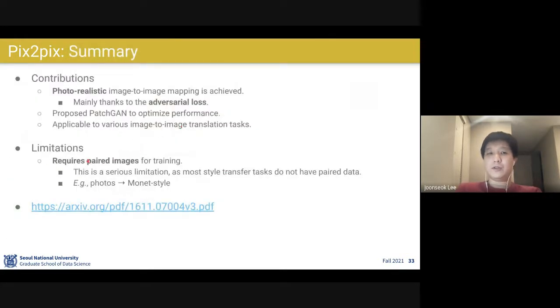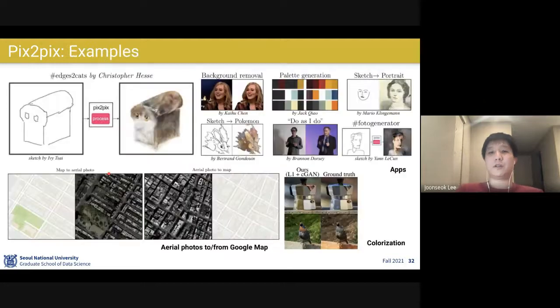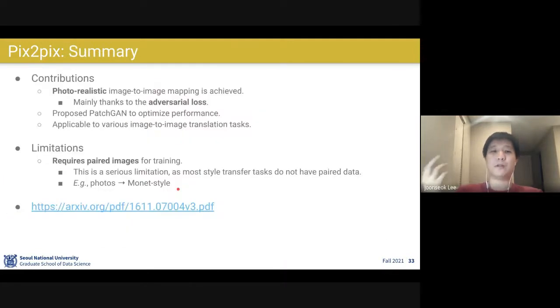And the limitations are this. The biggest limitation of this approach is that they require paired images for training. So this is a really serious limitation. In some cases like this, we have Google Maps all over the world, so we can easily get paired images like the map and the aerial photos. But in some cases, it's really hard to collect paired images.